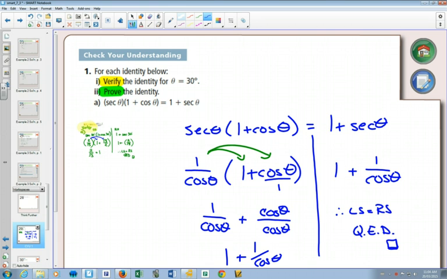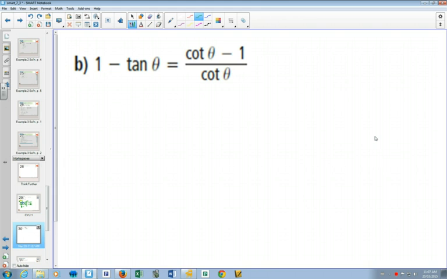There's a B. I want you to try B on your own. Okay? Yes? I'll put the verify in the proof for B so you can check how you did. I'll start with the verify.